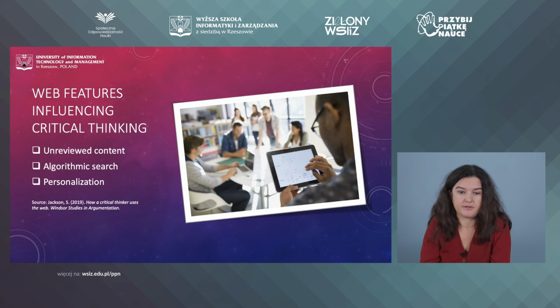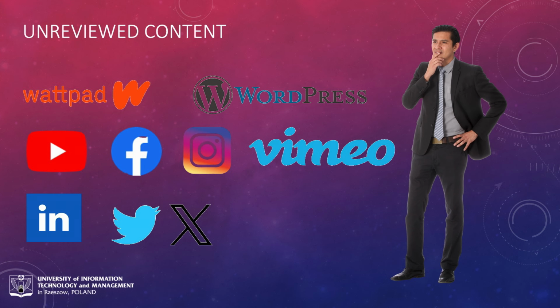The three main features of the web that affect the critical thinking process are unreviewed content, algorithmic search, and personalization. We'll now look at each of these features separately. We need to realize that the web was designed from the outset to be a place where you can find all kinds of information, from the valuable to the useless, from information that is important to the general public to information that is of interest to a handful of enthusiasts.